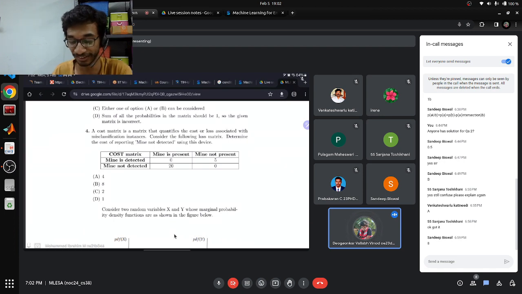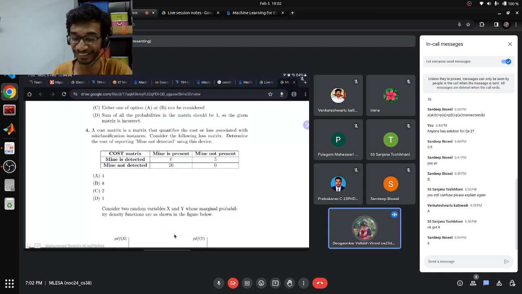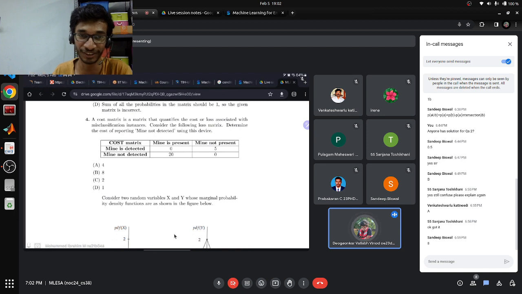And the zeros along the diagonal are essentially saying that the mine is present and it is detected, in which case you have no problem. It is present and you have detected it, so you are all good. And mine not present and mine not detected is the same thing, so you are happy in that case also. There was no mine and your sensor said that there is no mine.